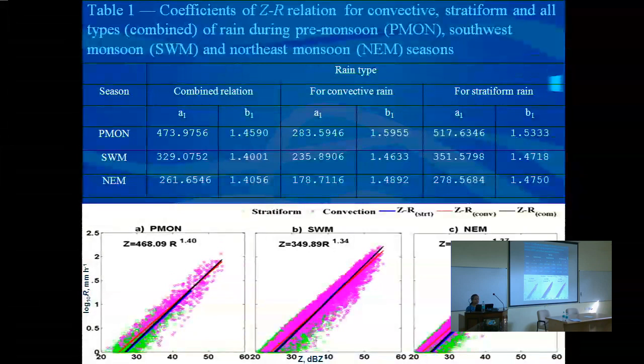This is for pre-monsoon, southwest monsoon and northeast monsoon. What we see is that for convective and stratiform rain, there is a significant difference in the coefficient A1, though not that significant in the coefficient B1. And even after separating by season and by convective and stratiform, the scatter persists in the ZR relation, which is very clearly seen. All this scatter, this is the stratiform and this is the convective collection of data.